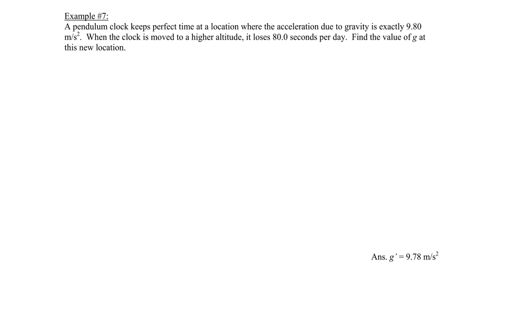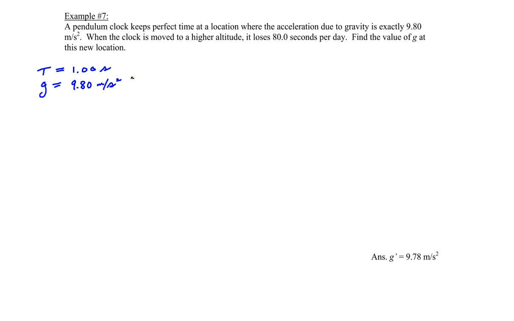So let's write down some things that we know. So we know that it keeps perfect time. So it's a grandfather clock, I would assume, and perfect time would be 1 second. And the acceleration due to gravity at that location is 9.8 meters per second squared.